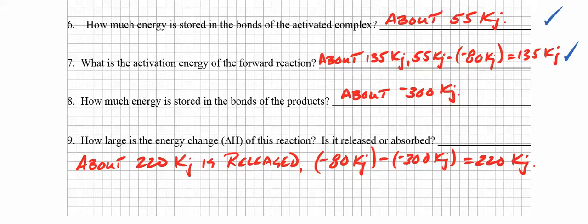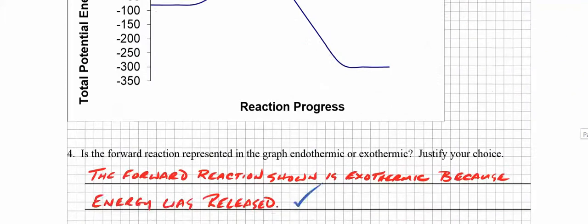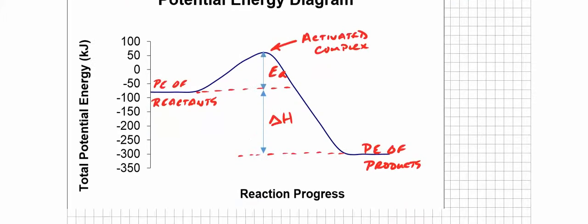How much energy is stored in the bonds of the products? So now let's go to the products. We'll go to the extreme right. And if I look across, this is the potential energy of the products. I can see that I'm at about minus 300. So that's the number of kilojoules stored in the potential energy of the product, stored in the bonds of the products. So we're going to say about negative 300.